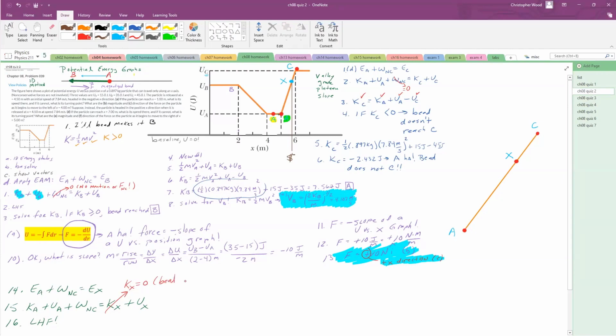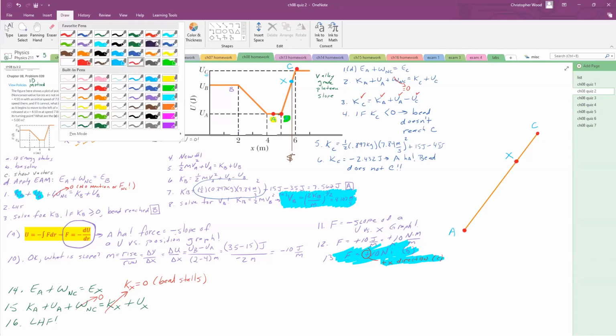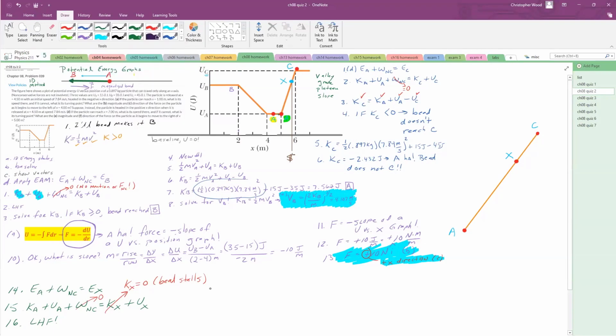Bead runs out of gas. The bead stalls at some point. It didn't have enough oomph to get up to the plateau, the flat top of this mountain. This is equal to 0. There's no mention of any external forces adding or stealing energy. And I guess that's it. All right, so for my low-hanging fruit, number 17, right here, I'm going to solve for U sub x. Find the potential energy at the point at which that bead runs out of gas.